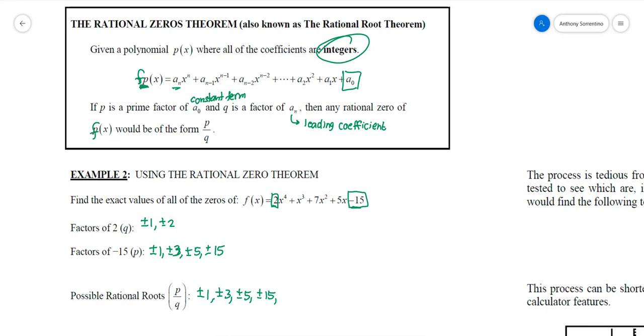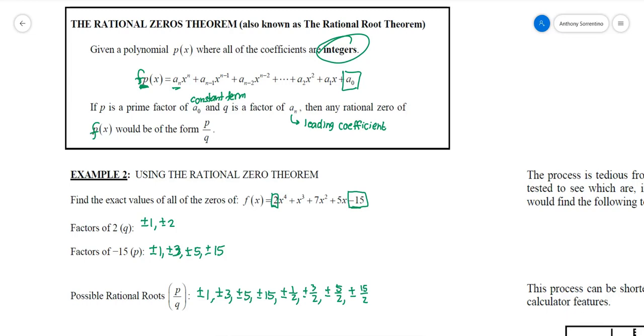Plus or minus 1 divided by plus or minus 2 would give me plus or minus 1/2. Plus or minus 3 divided by plus or minus 2 would give me plus or minus 3/2. Plus or minus 5 divided by plus or minus 2 is plus or minus 5/2, also known as 2.5. And plus or minus 15 divided by plus or minus 2 is plus or minus 15/2, which would be plus or minus 7.5.